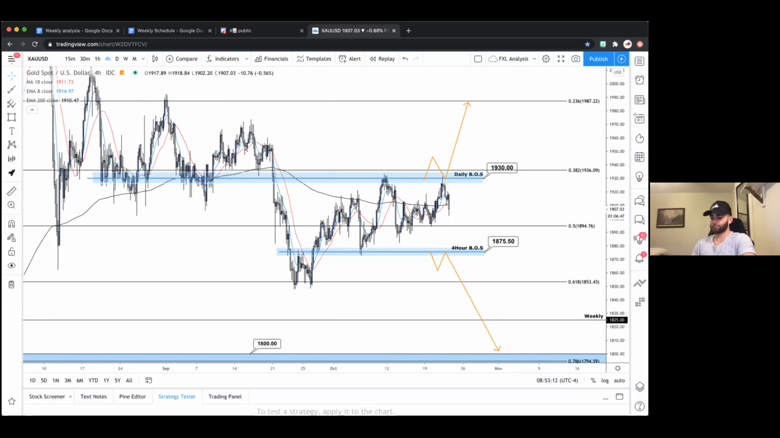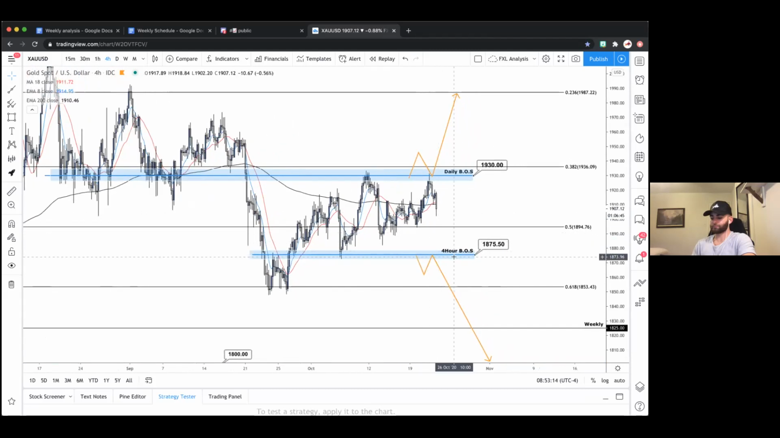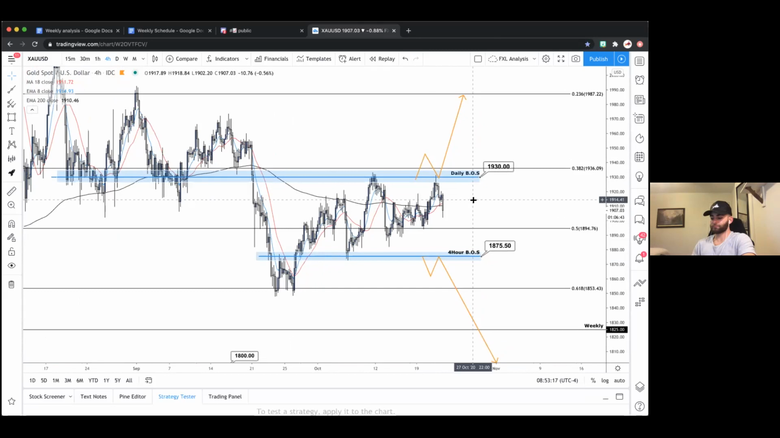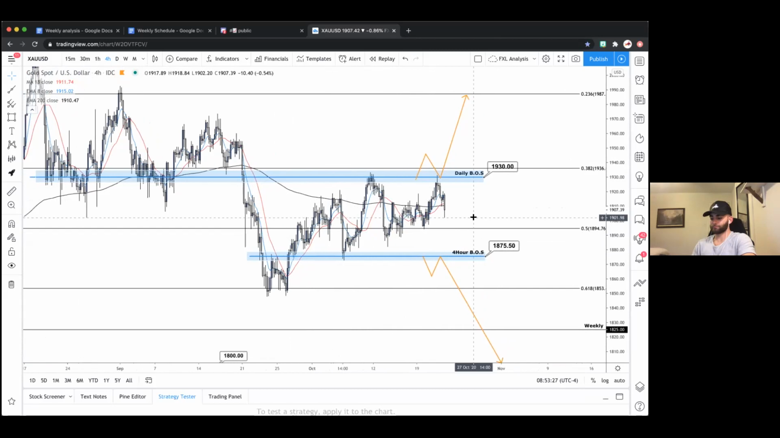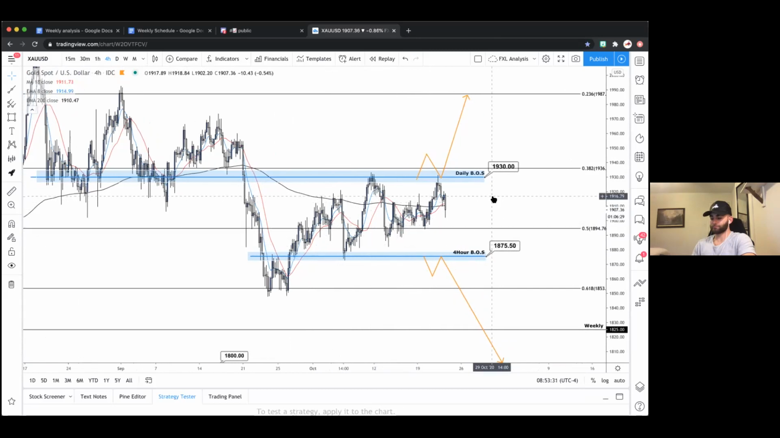Okay, so between these two zones, this 4 hour zone, this daily zone, it's just consolidation. I mean, you could try and find some patterns in here. It looked like we had the potential for a head and shoulders. Didn't develop clearly. We're getting higher lows, not lower highs. That's not how head and shoulders fully forms. So that is invalid. So all that's left really here is consolidation. It's just chop. There are some minor levels here.